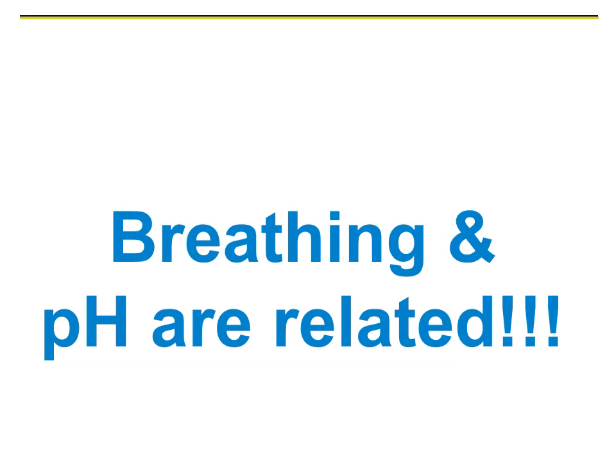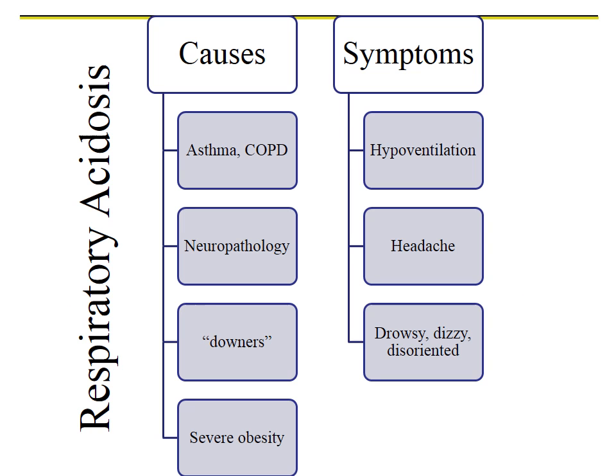A quick overview on pathology. Respiratory acidosis occurs when there is some pathology in the respiratory system causing an acidic pH to develop. You can see several causes here and symptoms. I will not assess you on the pathologies, but you do need to know what the term respiratory acidosis means.